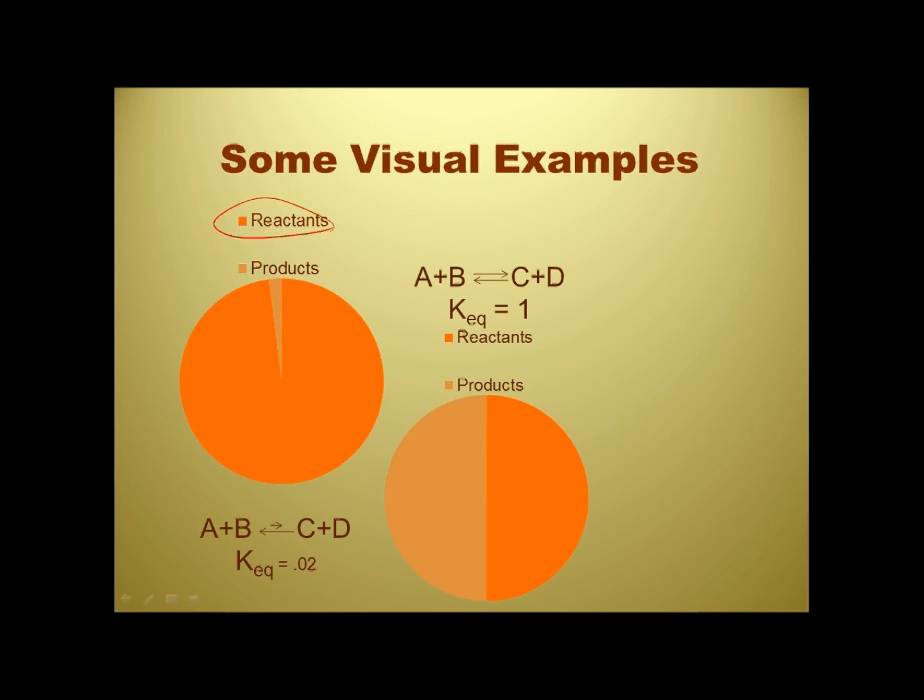And then the last example that I've got here is a relatively large KEQ. All right. Notice that, again, the arrowhead points towards what's being produced more of, products for a large KEQ. And notice here again, products is this light orange color, and that's definitely a product-favored reaction.